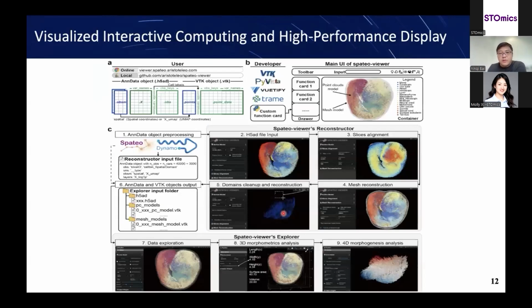At last, we also generated an interactive website called Spatio to calculate all these algorithms by mouse click in this website. Spatio is a user-friendly tool for us if you are not quite familiar with the algorithms that I introduced before.